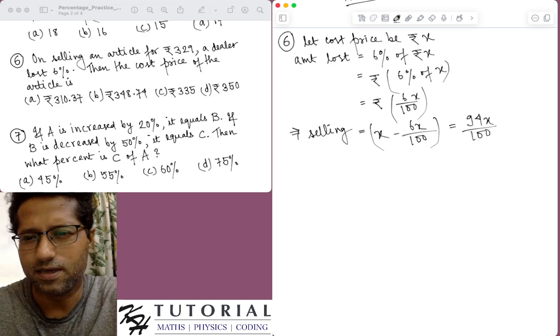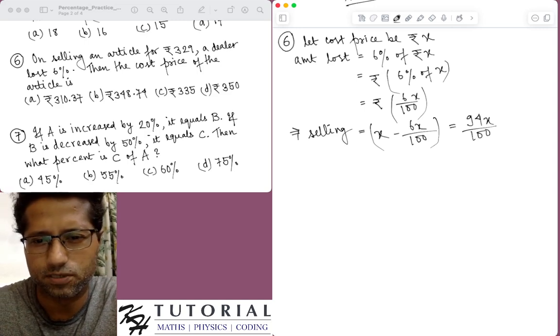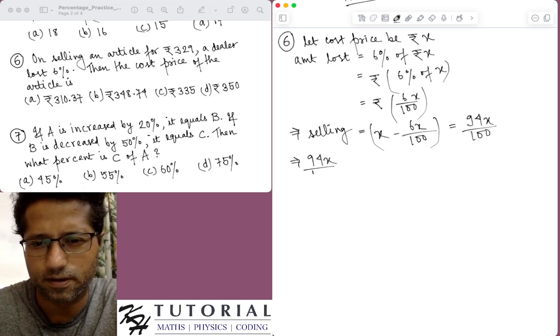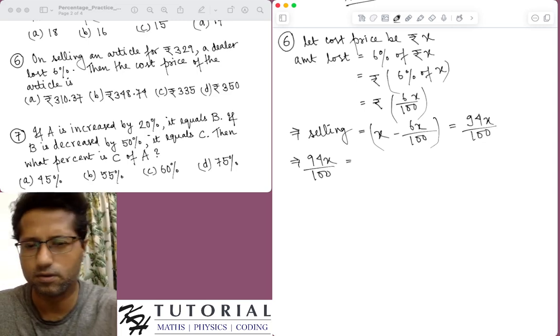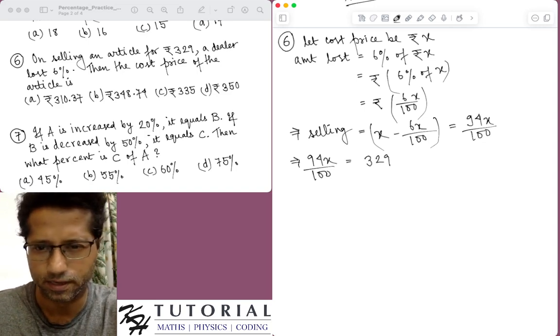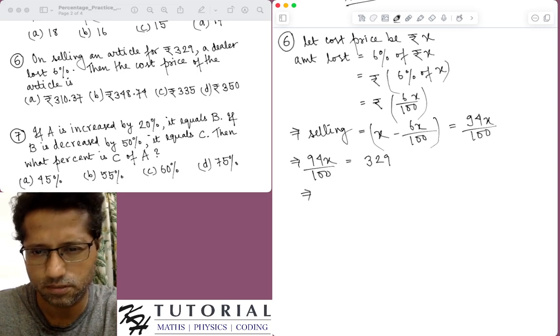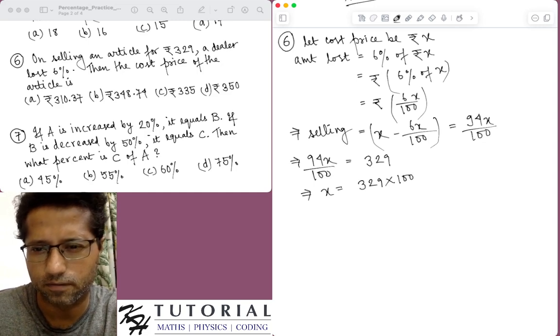So we can now say that 94x by 100 is equal to, it is given that the dealer has sold the article for 329. So 94x by 100 should be equal to 329. This implies x equals 329 multiplied by 100 divided by 94.